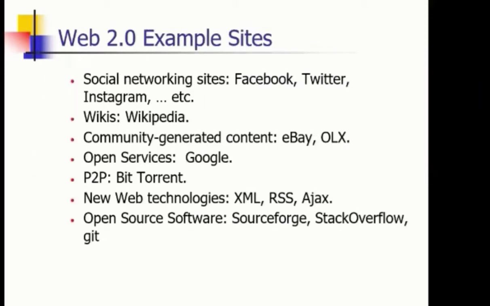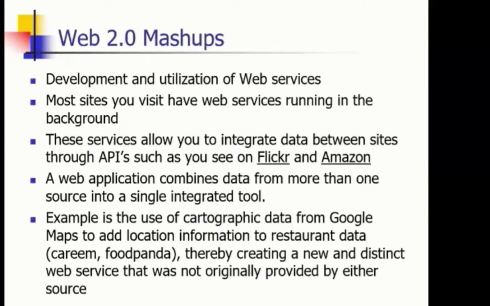Then we have other examples, social networking sites as we discussed included in Web 2.0: Instagram, Twitter, Wikipedia, community generated, eBay, OLX, open services such as Google, and P2B. Okay, one more thing. In this last example, use of cryptographic data.